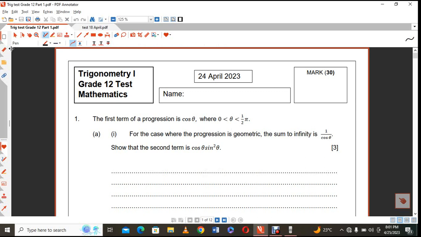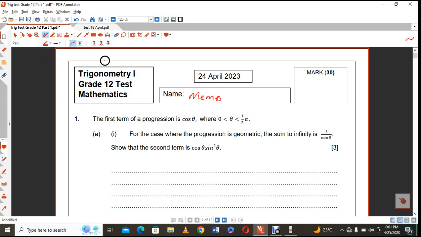So I'm going to share a few tests that I have done with my students. This is the one for the grade 12s on the first part of trigonometry. So this is like AS level. All right, so we'll call this the memo or the mark scheme.